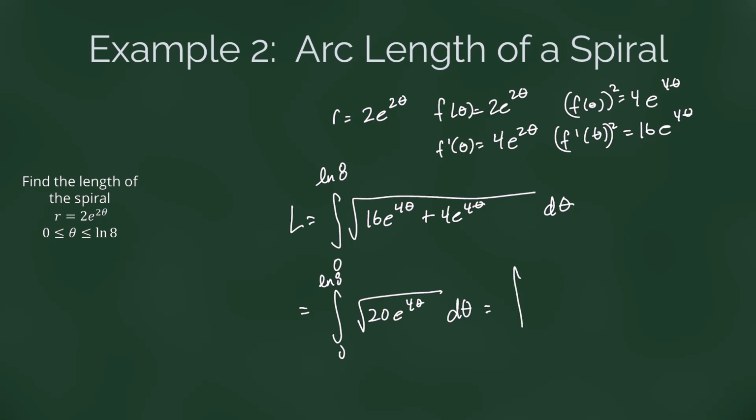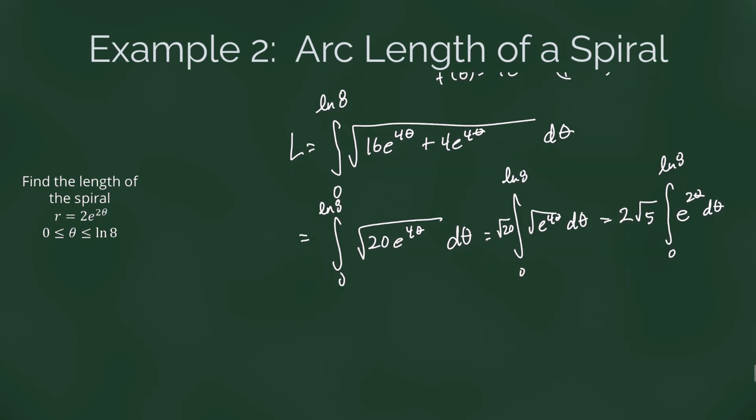I'm going to split that up. So we're going to get the square root of 20. I can move that to the outside. We'll deal with simplifying that in a minute. And then we get the square root of e to the 4 theta, d theta. And that is going to become 2 times the square root of 5 times the integral from 0 to ln of 8 of the square root of e to the 4 theta, which is e to the 2 theta, d theta.